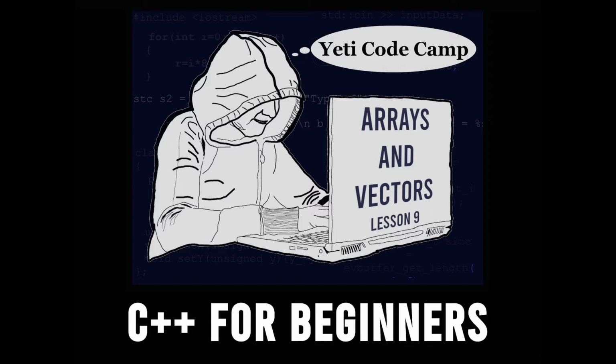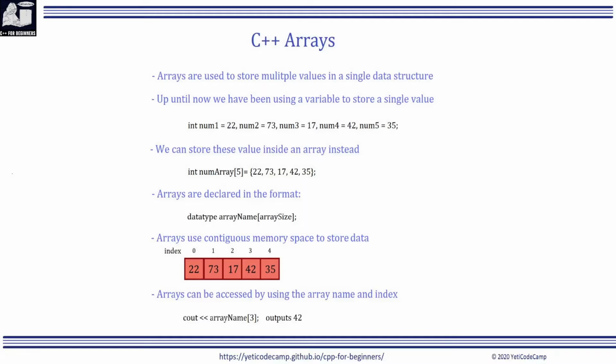In this video, we'll be going over arrays and vectors. These data types allow us to store and work with large amounts of data. So let's begin. Arrays in C++ are used to store multiple values within a single data structure.